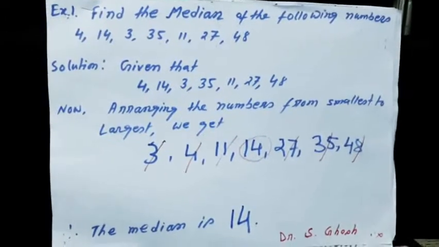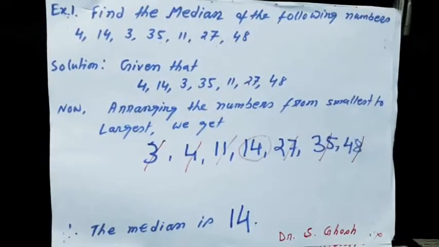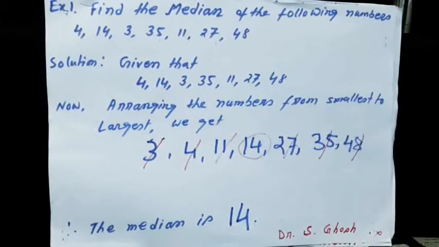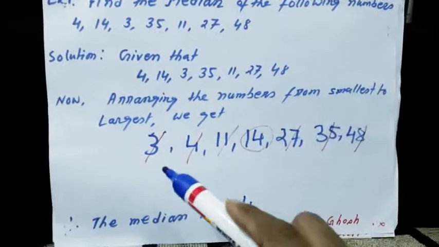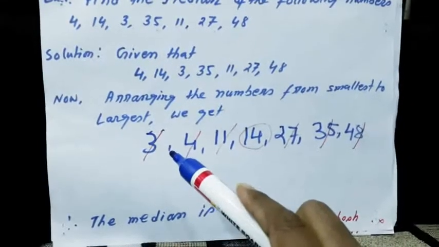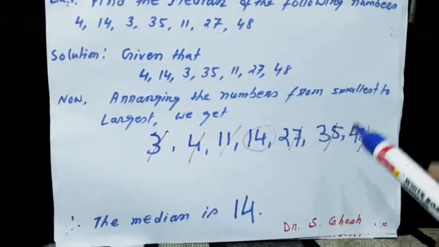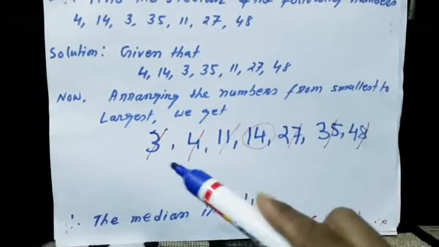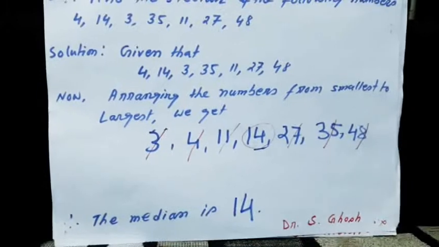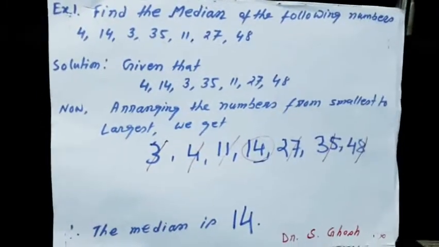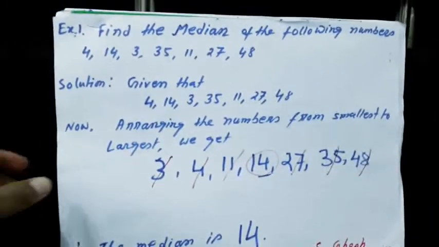Problem is what? Problem is given 4, 14, 3, 35, 11, 27, 48. Now I have arranged the numbers in ascending order or smallest to largest. Then I found the middlemost value. This middlemost value is the median. Now we will move to example 2.